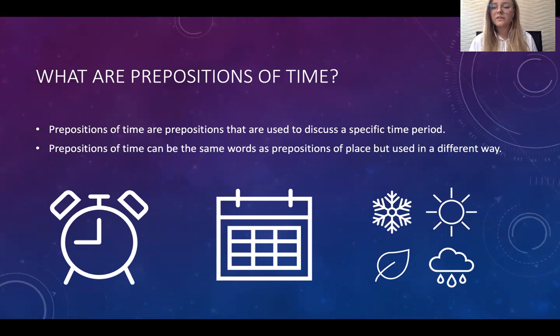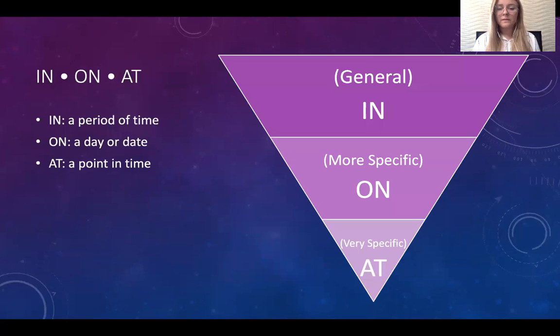And because many of these prepositions are so similar and have many different uses, it's important to know how to properly use these prepositions of time in order to clearly communicate what we mean. Okay, so we have some examples here: in, on, and at. So these are the most commonly used prepositions of time. So we're going to be focusing on these for the majority of our lesson today.